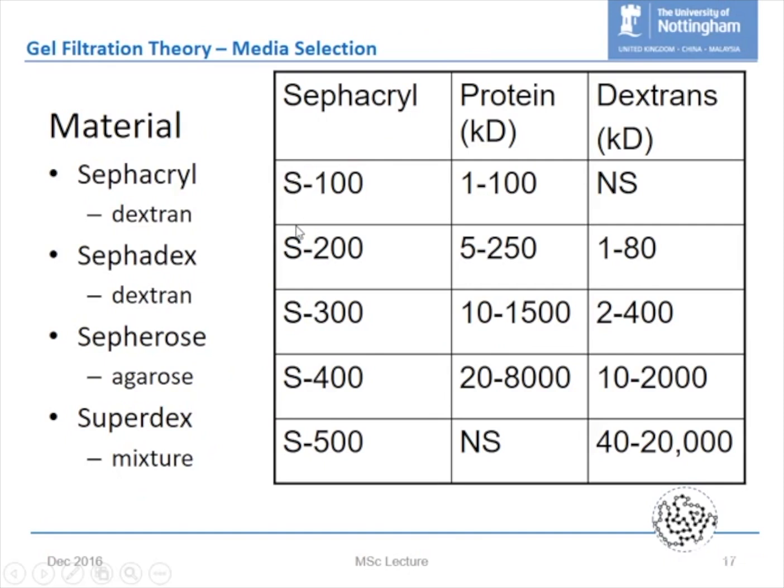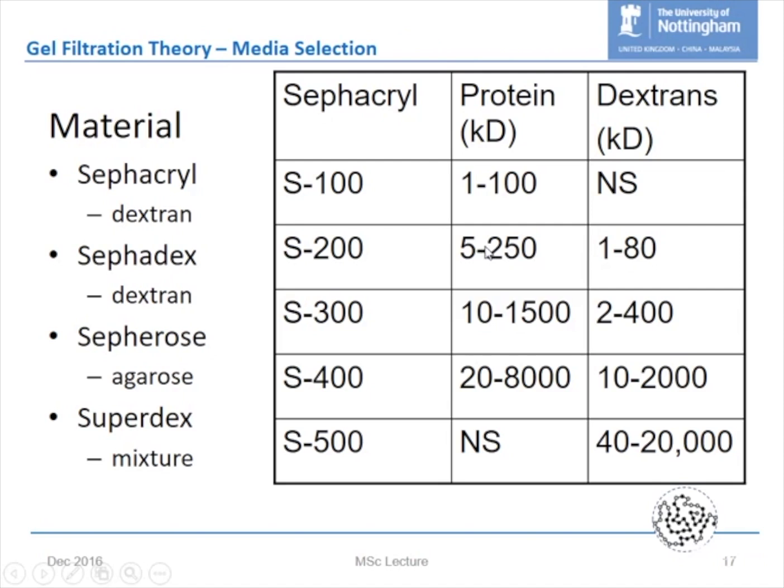A whole range of different designations in terms of the size. These are trade names that companies tend to use. You can type some of these names in, and it will show you what particle size you can get and what the structure of the matrix is. But basically what we find here is that we've got proteins and dextrans, and you'll see there's a difference in terms of the molecular range that they're applicable to.